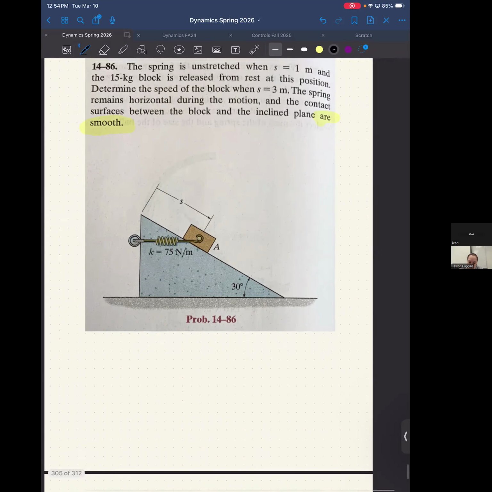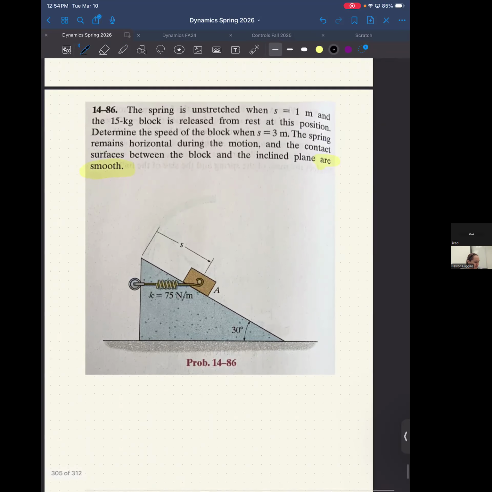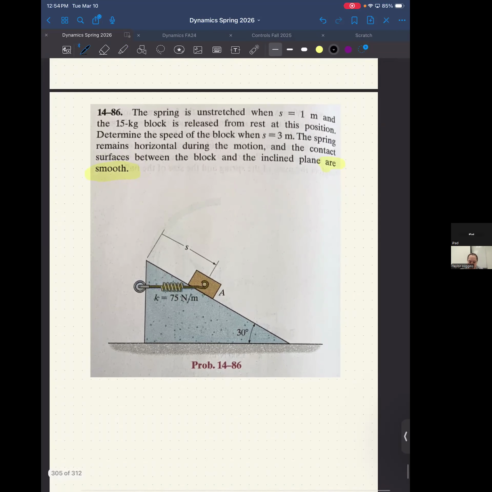So, sorry, I'm going to try to do a better job of writing out my known. Let's do known first. The spring is unstretched at 1 meter. We'll need to know that. So when s equals 1, the spring is not stretched.